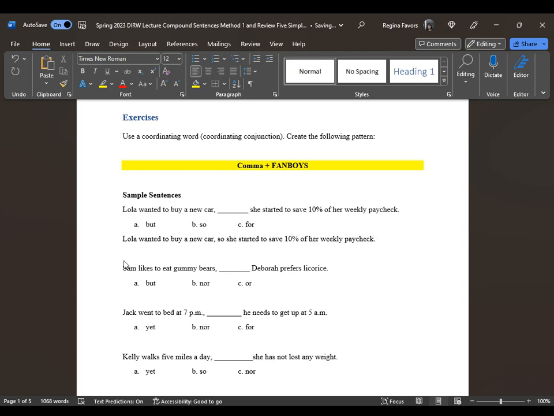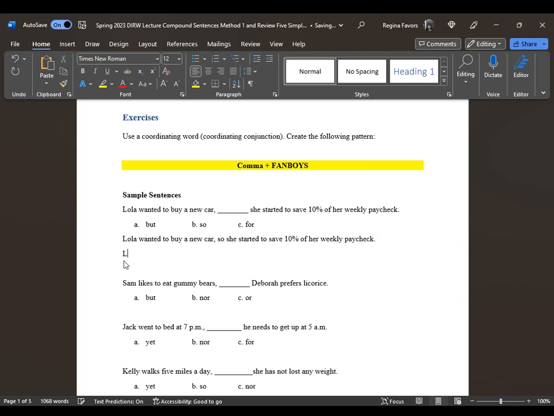So then if we wanted to use therefore, we could easily do Lola wanted to buy a new car; therefore, she started to save 10% of her weekly paycheck. Okay. That is method number 3. So this is method 1, and this is method number 3.